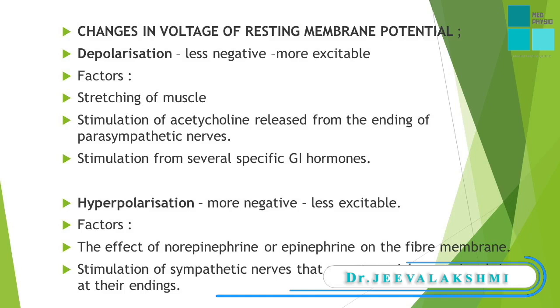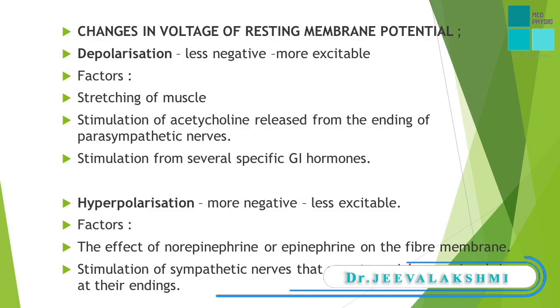When the potential becomes less negative, which is more excitable, it is called depolarization of the muscle. So in depolarization, the potential becomes less negative and the muscle is more excitable. The factors that depolarize the membrane, which makes it more excitable, are stretching of the muscle, stimulation by acetylcholine released from the endings of parasympathetic nerves, and stimulation by several specific gastrointestinal hormones.